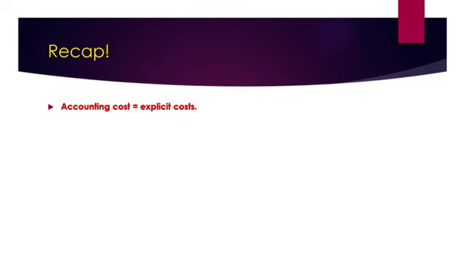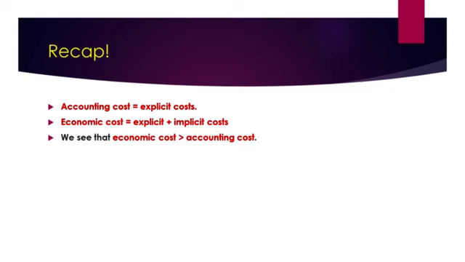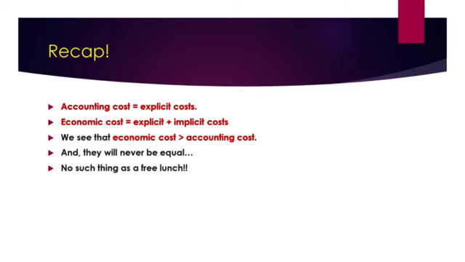Remember that accounting costs capture only explicit costs. Your economic costs capture both your explicit and implicit costs. And that means that our economic costs are going to be greater than our accounting costs. We've argued that they'll never be equal. For them to be equal, implicit costs would have to be zero, or opportunity costs would have to be zero. And that violates our principle, no such thing as a free lunch, right? There's always an opportunity cost.